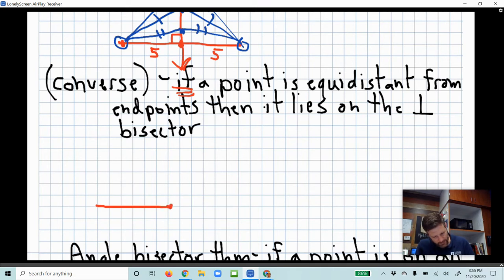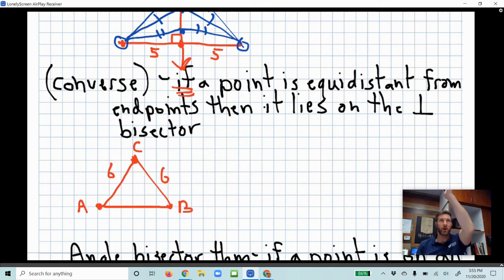Okay, we got endpoints. And say you start with, I know I have this point, and I know that this distance is 6, and I know that this distance is 6. So that means, let's just call this point C. If point C is the same distance from A and B, then you know you can draw a line through C, and it lies on a perpendicular bisector.